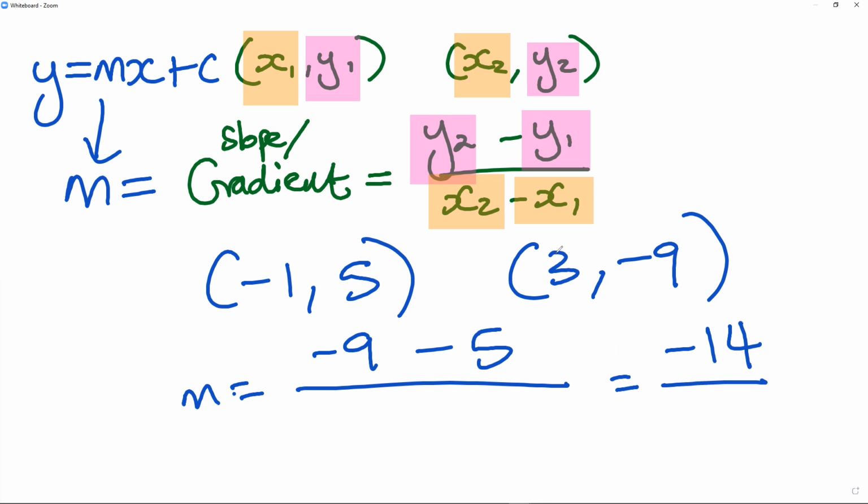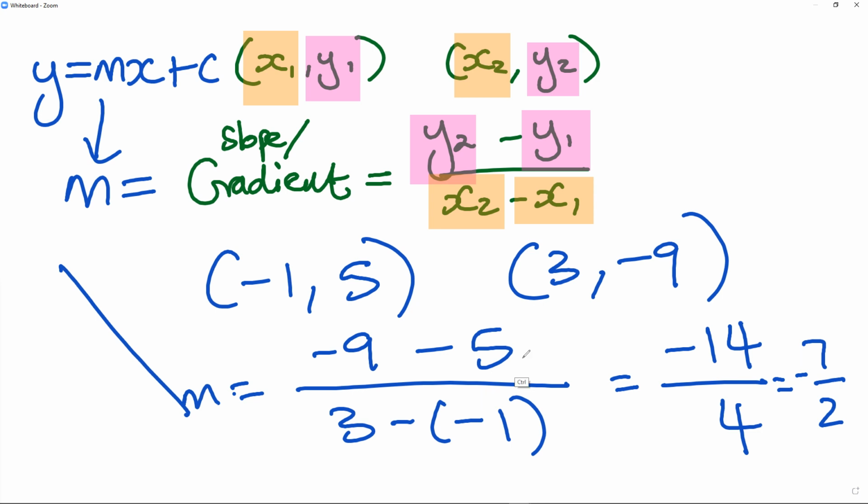Not positive. 3 minus minus 1 is going to be plus 1. And that's 4, not 2. And I can simplify this to get negative 7 over 2. And this line is also going to be sloping this way because it's a negative gradient.